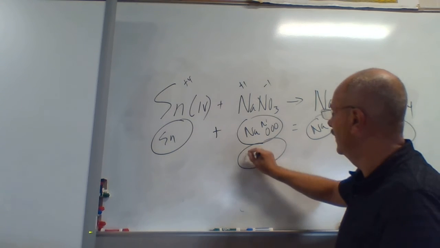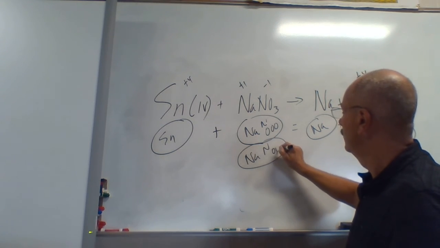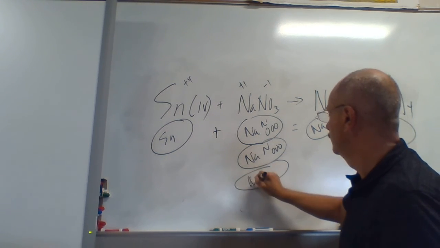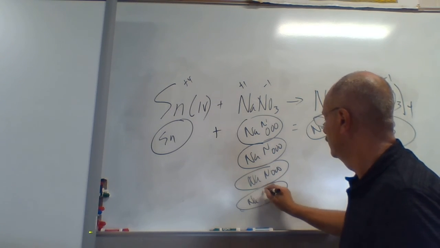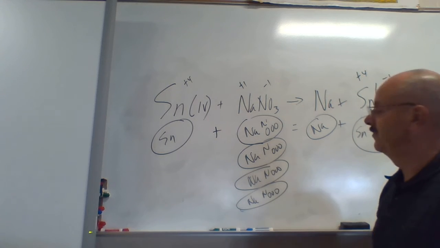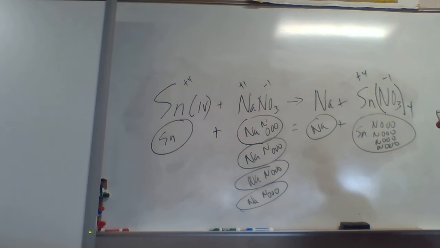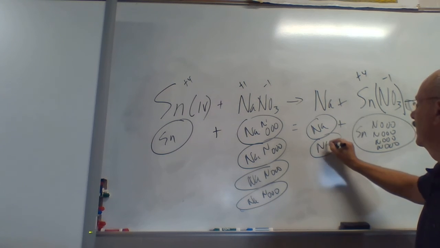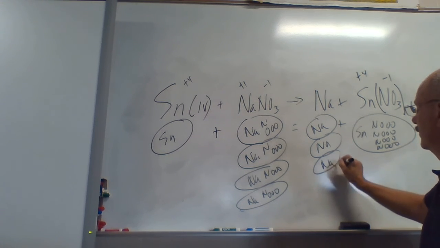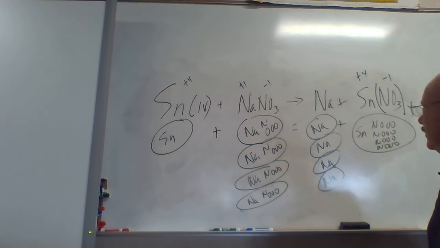Ooh, I gotta make some more of these guys. There's 2 N's. There's 3 N's. There's my 4 N's. I messed up my Na's. Now I got 1, 2, 3, 4 sodiums. So I got 2, 3, 4.